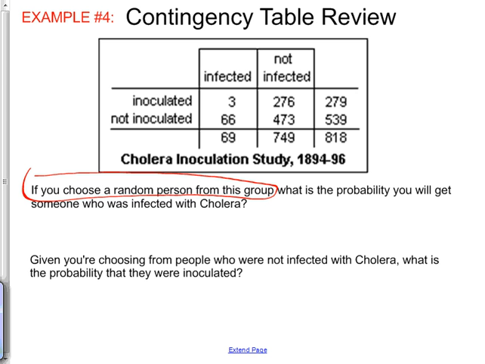All right, now we're on to contingency tables. So on this contingency table, this is like a last review question here. If you choose a random person from this group, what is the probability you'll get someone who is infected with cholera? As soon as they say choose a random person from this group, it could be anybody, and then you take the biggest number possible. So it's out of 818.